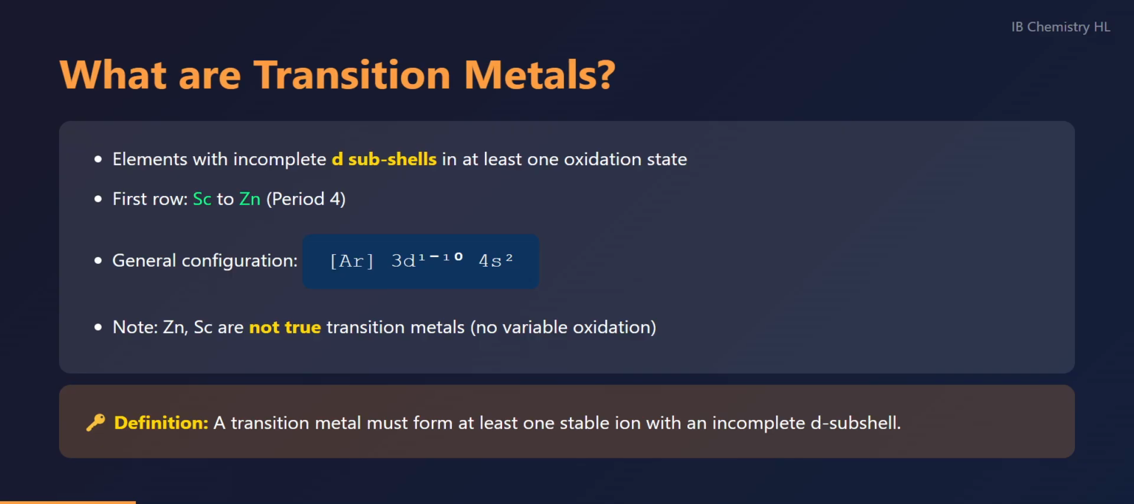Transition metals are elements with incomplete d subshells in at least one of their oxidation states. The first row transition metals are from scandium to zinc in the periodic table. Their general electronic configuration is of the form 3d1 to 3d10, 4s2.